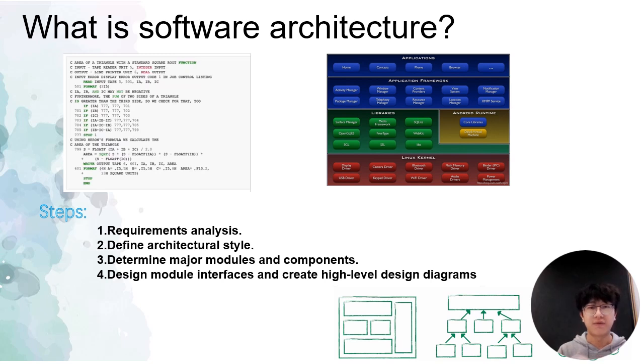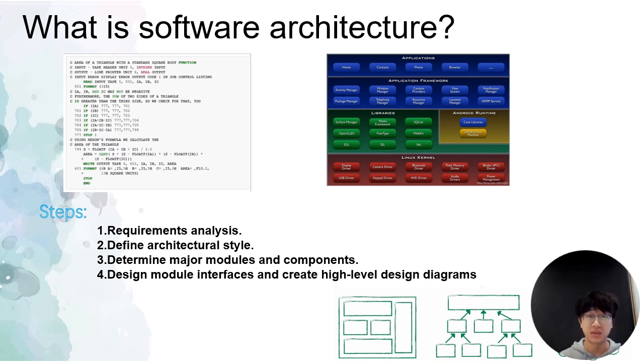And here I list 4 steps of software architecture. These 4 steps are a simple version of the real software architecture. In real life, it is much more complicated than these 4 steps. The first one is requirement analysis. In the initial phase of software architecture, conducting a detailed requirements analysis is crucial. This process typically includes functional requirements and non-functional requirements.